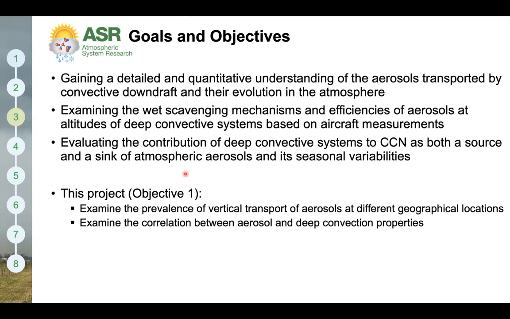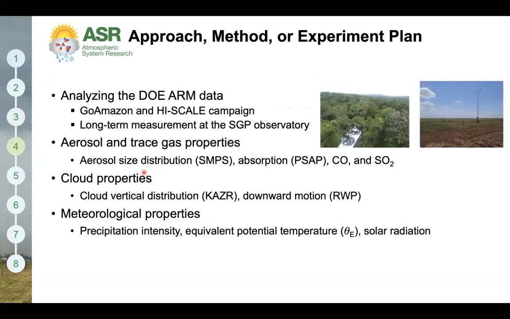In this poster presentation, I would like to focus on objective one, which is to examine the prevalence of this vertical transport of aerosols at different geographical locations, and also to examine the correlation between the aerosol and deep convection properties. In terms of methods, we have been analyzing the datasets collected at the DOE ARM sites, which mainly include the GoAmazon campaign and the HI-SCALE campaign. We also use the long-term measurement data at the SGP observatory.